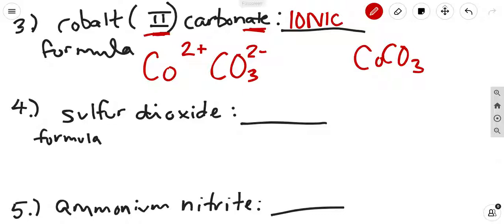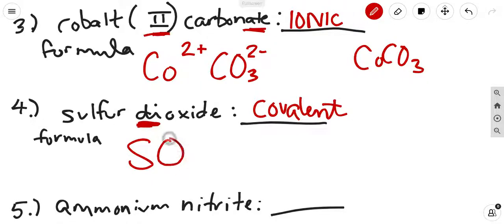Next one, sulfur dioxide. What's your clue? Ding, ding, ding, prefix. All right, so here we go. Prefixes are always covalent, and this is so easy to write. Sulfur is an S, oxide is O, di means 2.